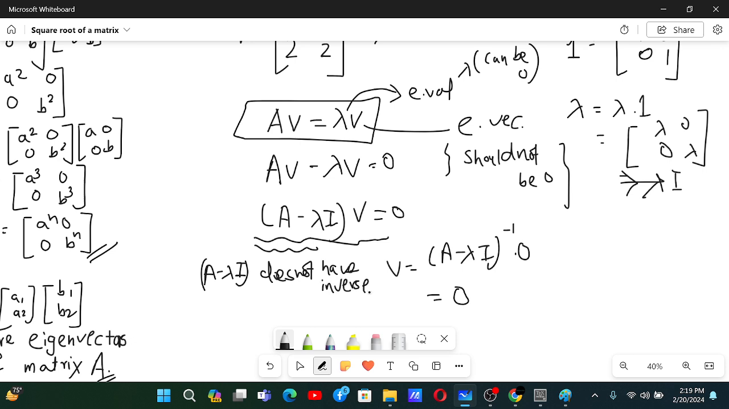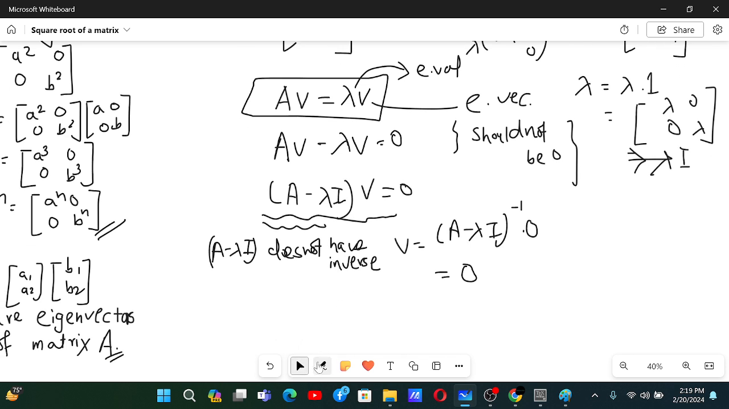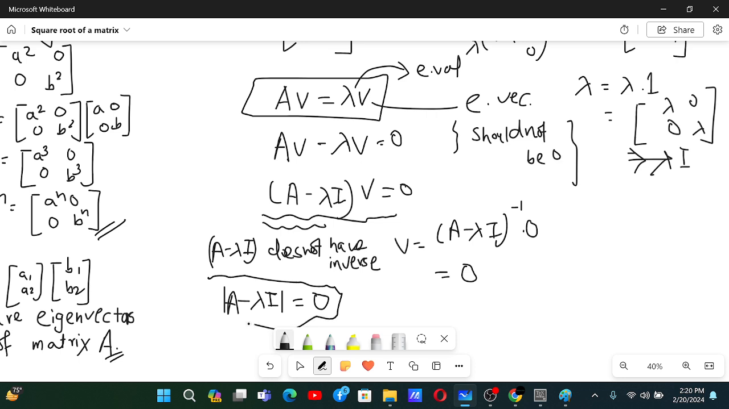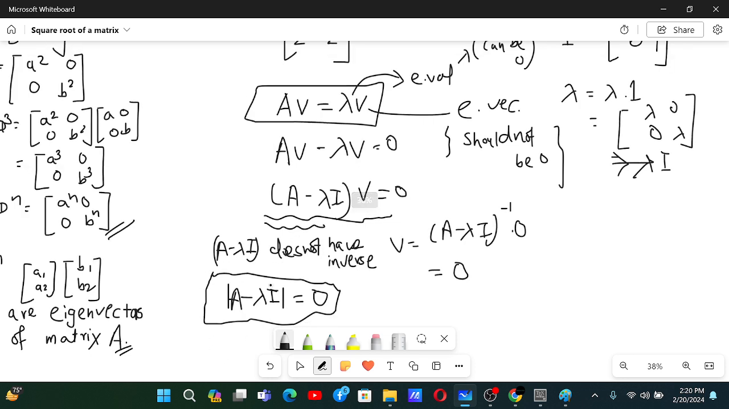And so that's why if a matrix doesn't have an inverse, we can also say that the determinant is 0. If the determinant is 0, then it doesn't have an inverse, and the same thing in the other way as well. So this is the condition. We got a condition to find lambda now. So using this condition, we can find the lambda.